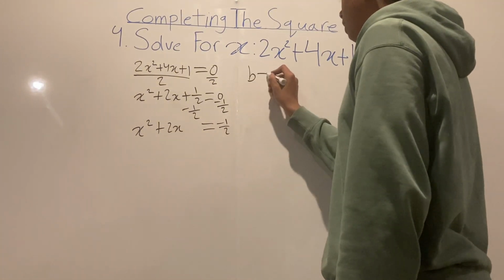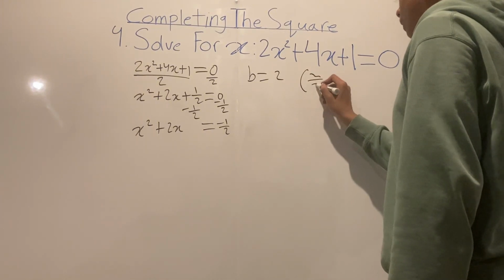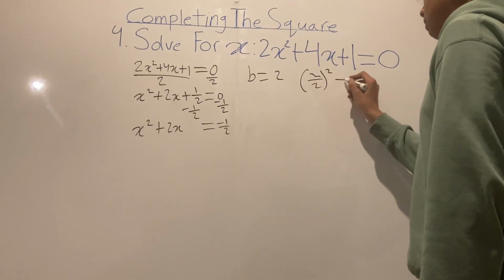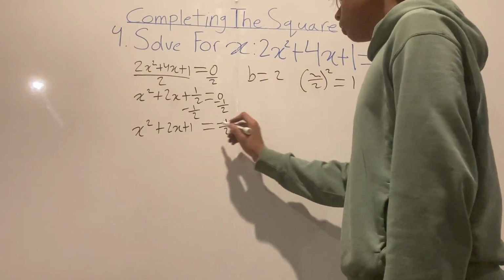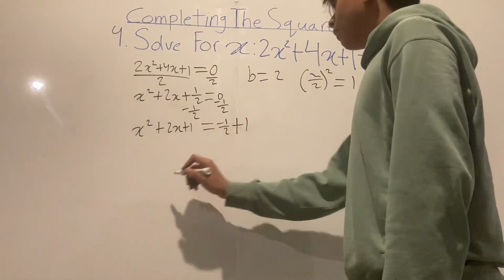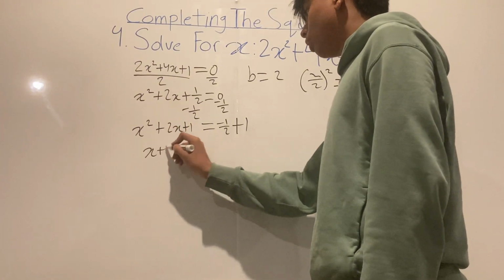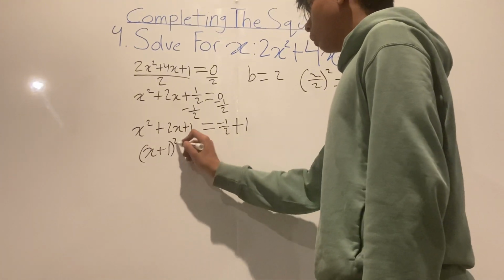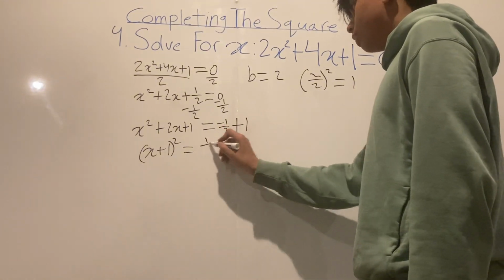Now we have our b value to be 2. So we can do 2 divided by 2 squared, and this is going to equal 1. So now we're going to add 1 on both sides. And now we can factor this. So we can have x plus 1 squared equals negative 1 over 2 plus 1, which is just 1 over 2.